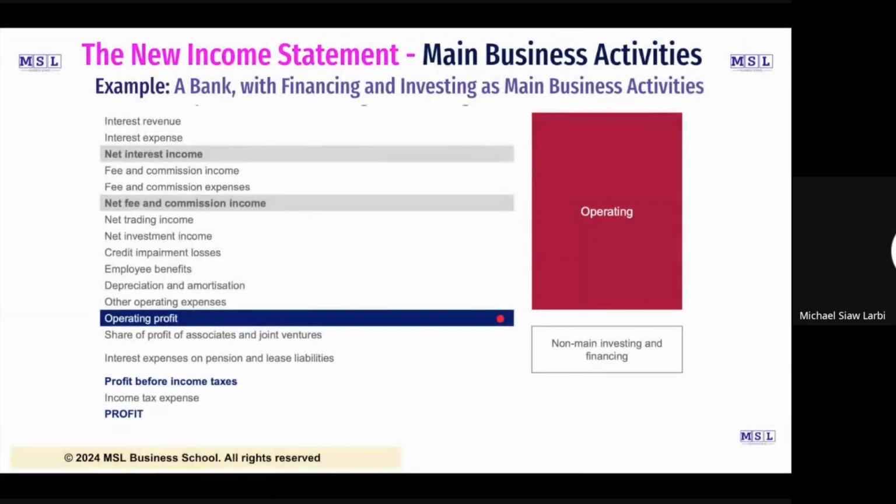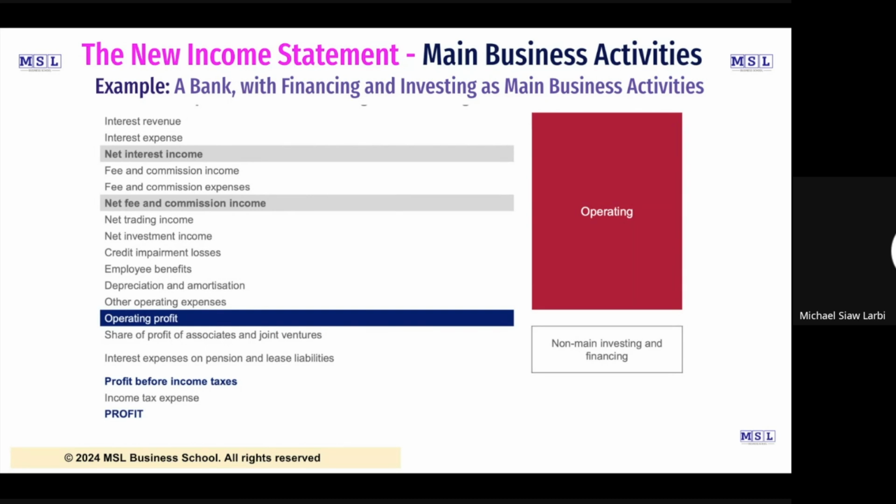Let's take an example. This is a bank. Now, you know, a bank will have interest income, less interest expense, have their net interest income, fee and commission income, less fee and commission expense, will give you a net fee and commission income. Then you add net trading income, investment income, credit impairment losses, employee benefits. We are seeing all of these are operating. For another business, maybe you are a manufacturing business, you are a trading business, right? You may have had the normal operating, investing, finance, but for a bank, a lot of their business model is actually what? Financing and investing.